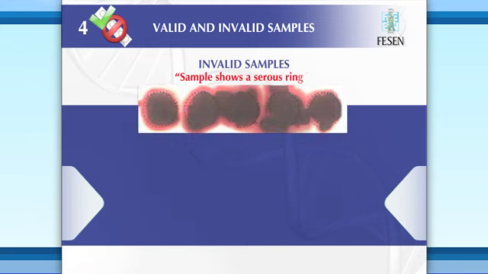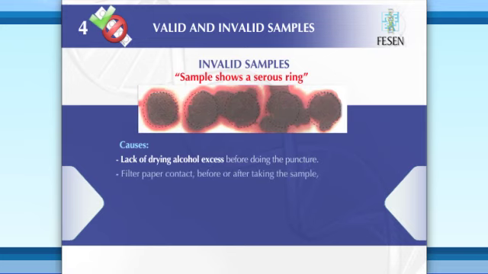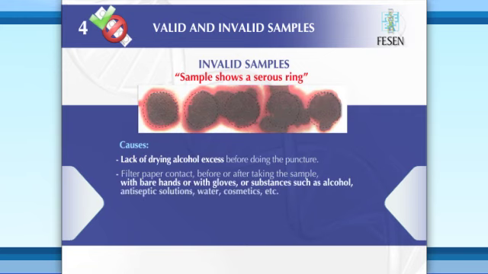Sample shows a serum ring. Causes: lack of drying alcohol excess before doing the puncture. Filter paper contact before or after taking the sample with bare hands or with gloves, or substances such as alcohol, antiseptic solutions, water, cosmetics, etc. Excessive compression of puncture surrounding zone.